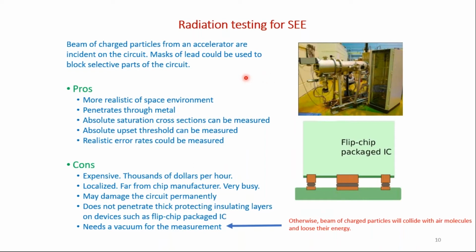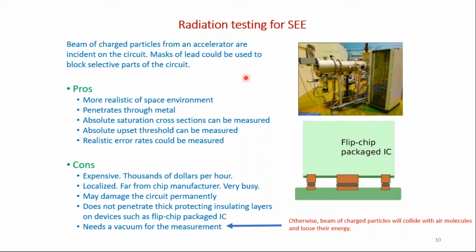So the pros are, first of all, they're real particles similar to the space environment. So that is what is hitting the circuit. We are just hitting it with the same particles, and they penetrate through metal, which is normally the case. A lot of the electronic circuits are covered by metal pieces. And you can also do absolute calibrations, measure absolute saturation cross sections and upset thresholds and error rates. So this is very useful and necessary for the satellite instruments to be tested at least once with the particle method.